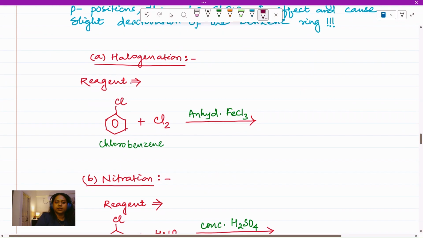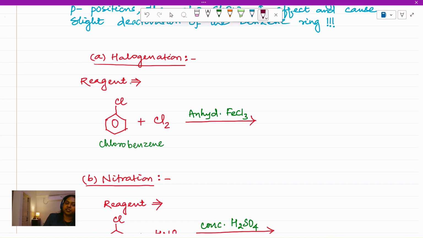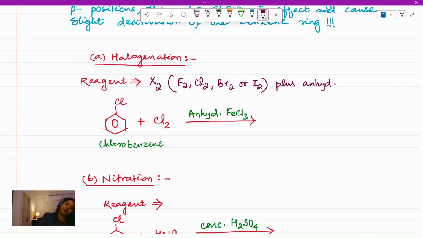Yes. Okay. So when we talk about halogenation, what is the reagent? The reagent here is halogen, which we generally write as X2. That X2 could be F2, chlorine, Br2, or I2. All of these are reagents, plus you need something else: anhydrous, meaning without any water, FeCl3, or anhydrous AlCl3 could also work in this case. But we can take FeCl3, that would work better here.